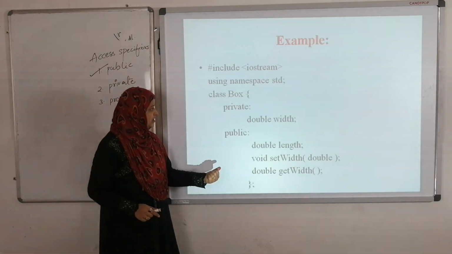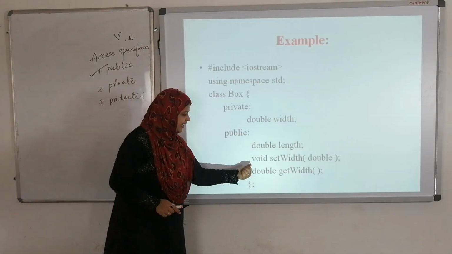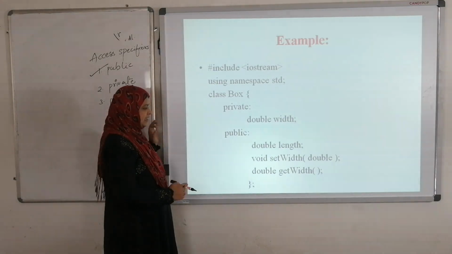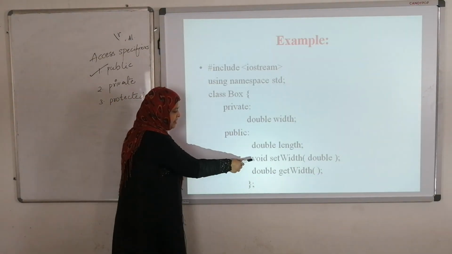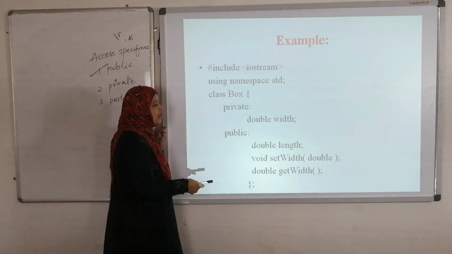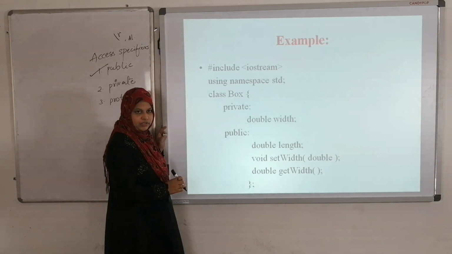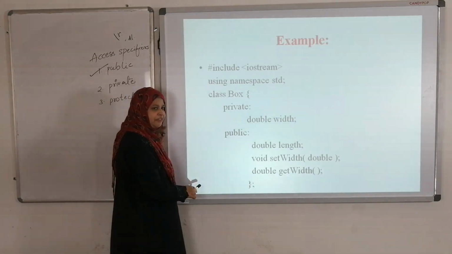After completion of the class declaration, we have two member functions and two data members. One data member and two member functions are declared in the public mode, and one data member is declared in the private mode. Then we close the braces.